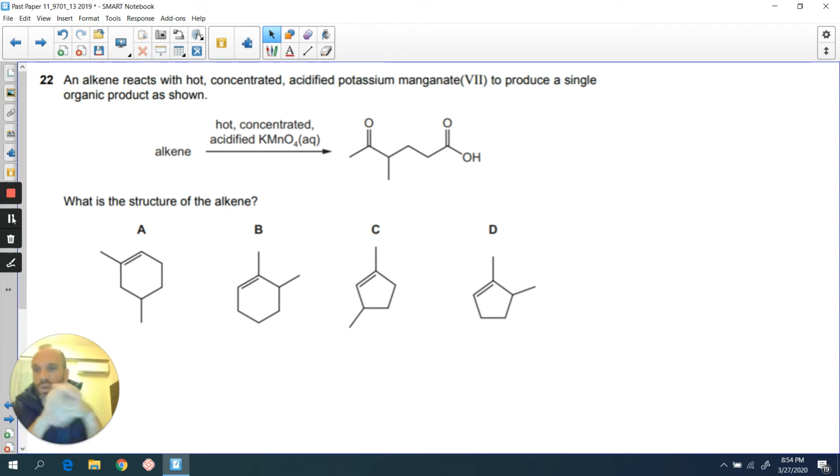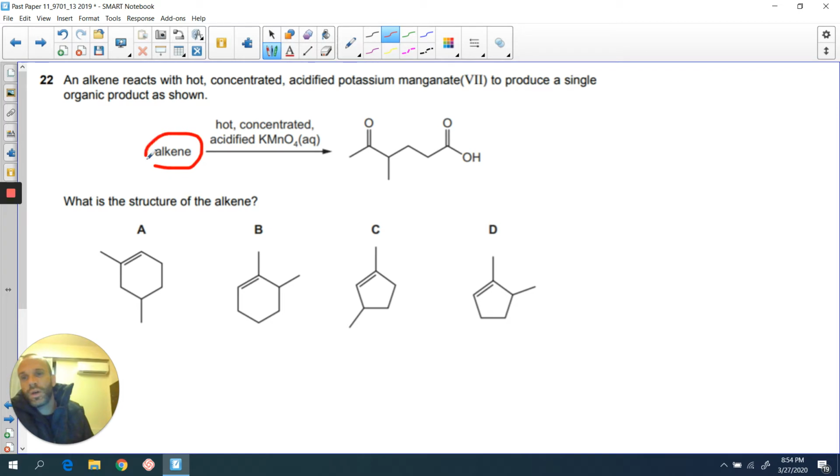Okay, question 22, very challenging again. An alkene reacts with hot concentrated acidified potassium manganate to produce a single organic product as shown. So it's asking you to work back and try to find out what this alkene was, and these are the various options, based on what the formula of the product is.